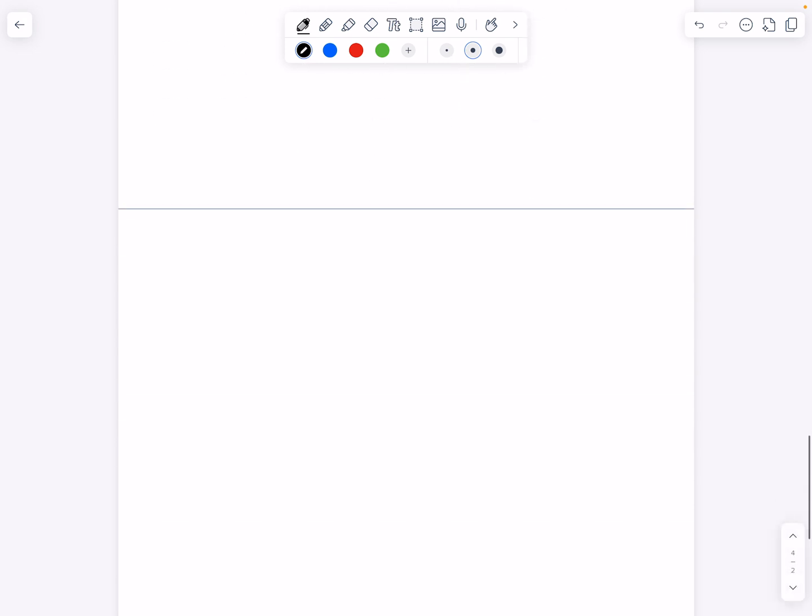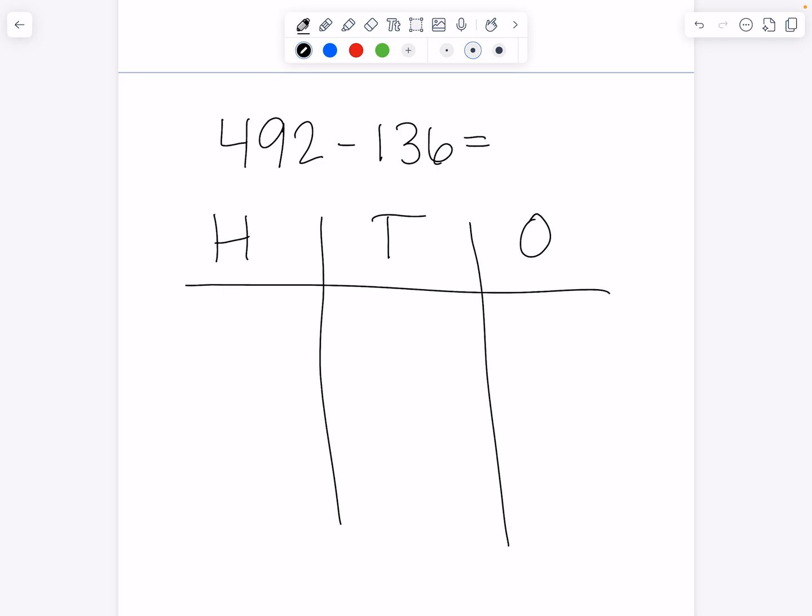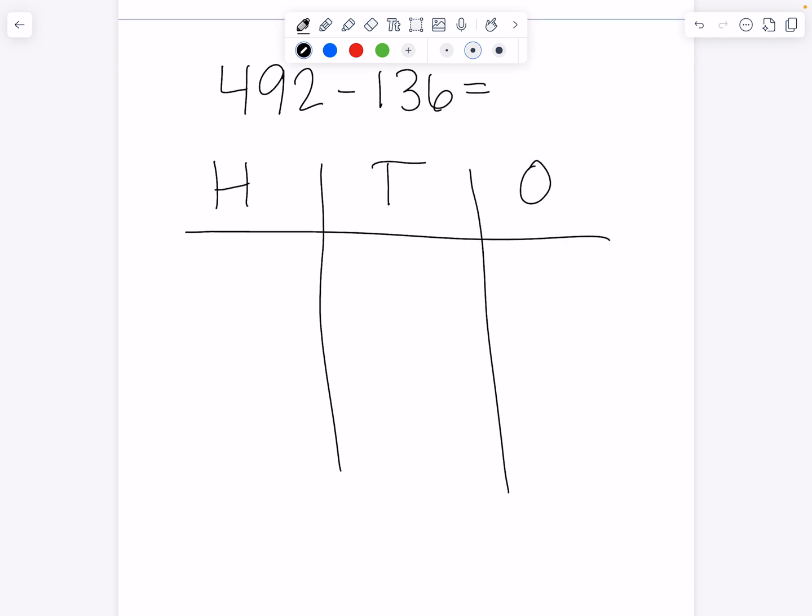All right, let's do another one. This one's not on your anchor chart, but you can do it in your math journal off to the side. Let's do the number 492 minus 136. Again, I told you, 136 is my number of the day. All right, let's draw an HTO chart. All right, and I'm going to draw 492. So 4 hundreds, 9 tens, and 2 ones.